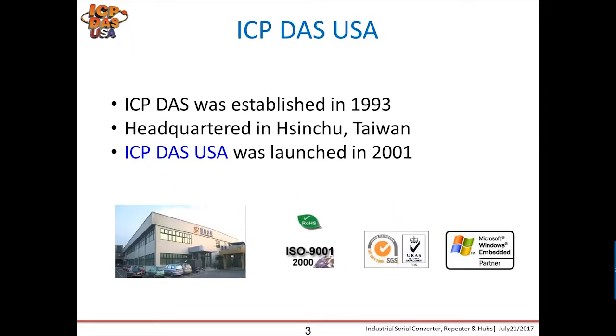ICP DAS was established in 1993. The headquarters is located in Hsinchu, Taiwan. ICP DAS USA was launched in 2001 to support the North and South American market. We have over 200 R&D engineers, and we work closely with them to add new features to our products, develop new products, and to support our customers. Most of our products are RoHS compliant, which means they are lead-free.